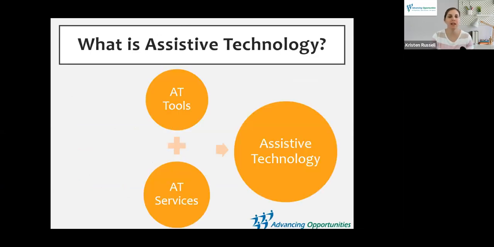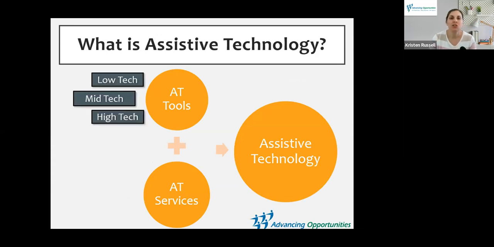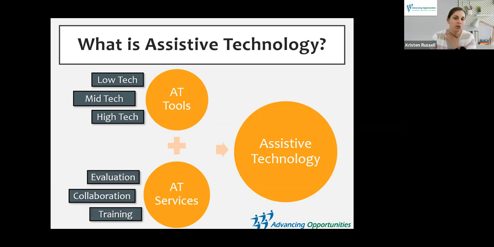Okay, so assistive technology is really made up of the tools, which is everybody's favorite part, but also the services, okay? The tools we're going to talk about in a minute are classified as low-tech, mid-tech, and high-tech. I'm sure some of you have seen that wording before. And also the services. Okay, so this is my little soapbox. Obviously, I think the services are very important. That's my whole job, to provide assistive technology evaluations and trainings and professional development.